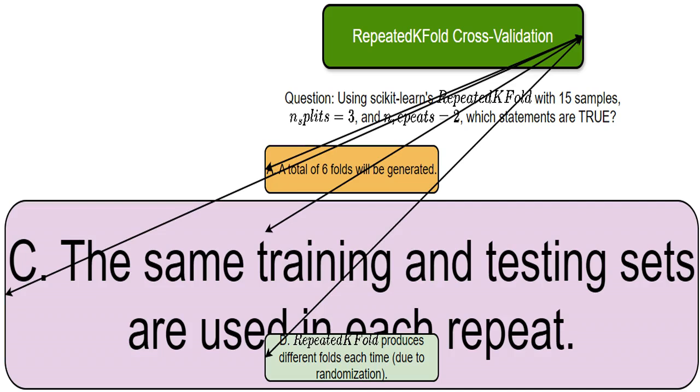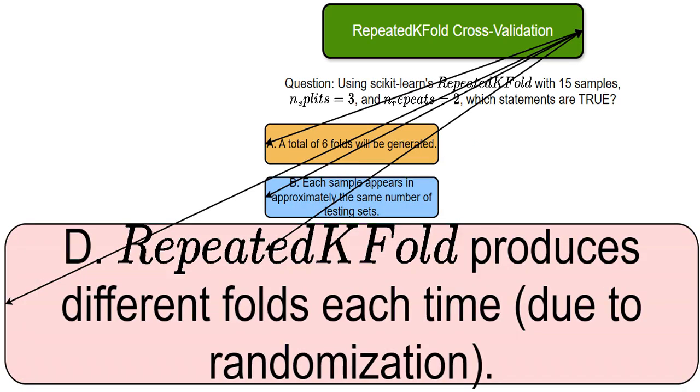This is incorrect. RepeatedKFold does not change the splits across repeats. The splits are deterministic. The data is consistently split the same way each time the process is repeated. This is false. RepeatedKFold is deterministic, meaning the output is predictable and repeatable for the same parameters. There's no randomization involved in generating the folds in the same execution.